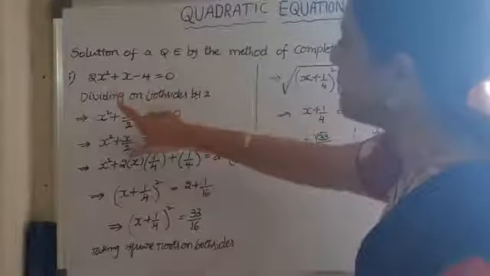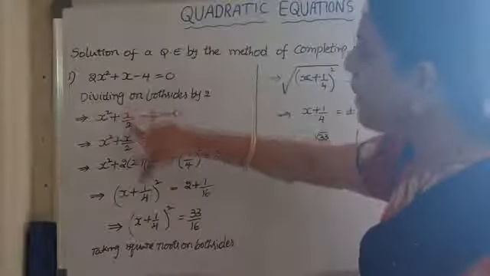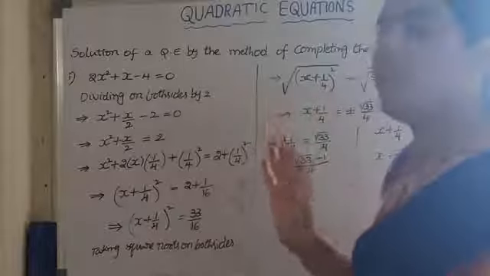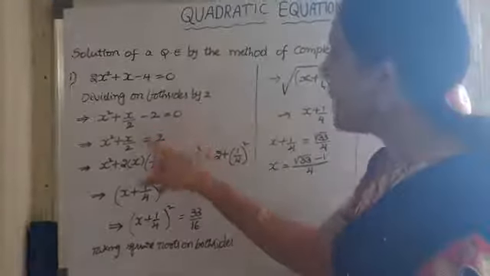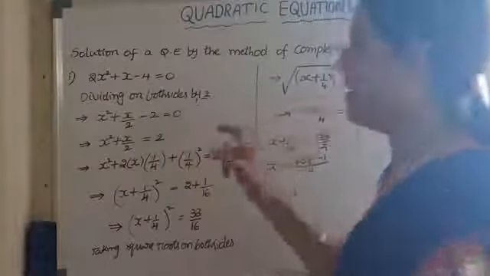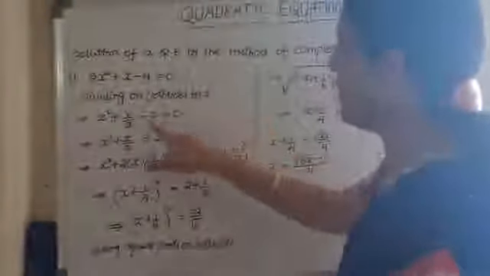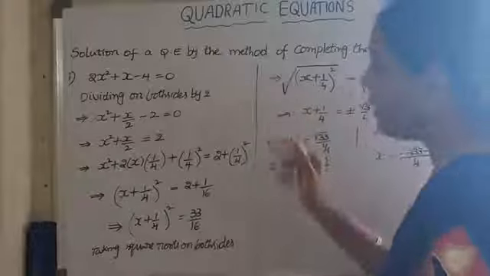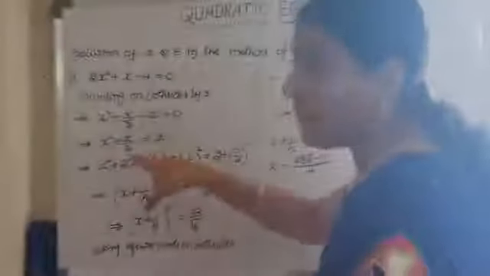Dividing on both sides by 2, this becomes x square plus x by 2 minus 4 by 2, which is 2, equal to 0. Now the second step is transposing the constant term to RHS. x square plus x by 2 is equal to, this is minus 2, comes to this side, plus 2. Now next step, observe the coefficient of x, that is 1 by 2 here.